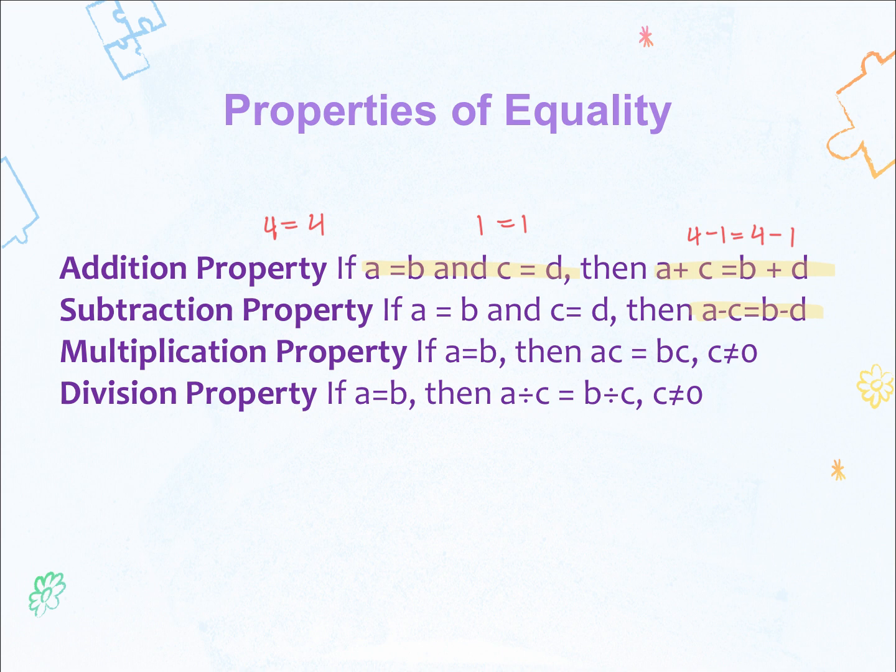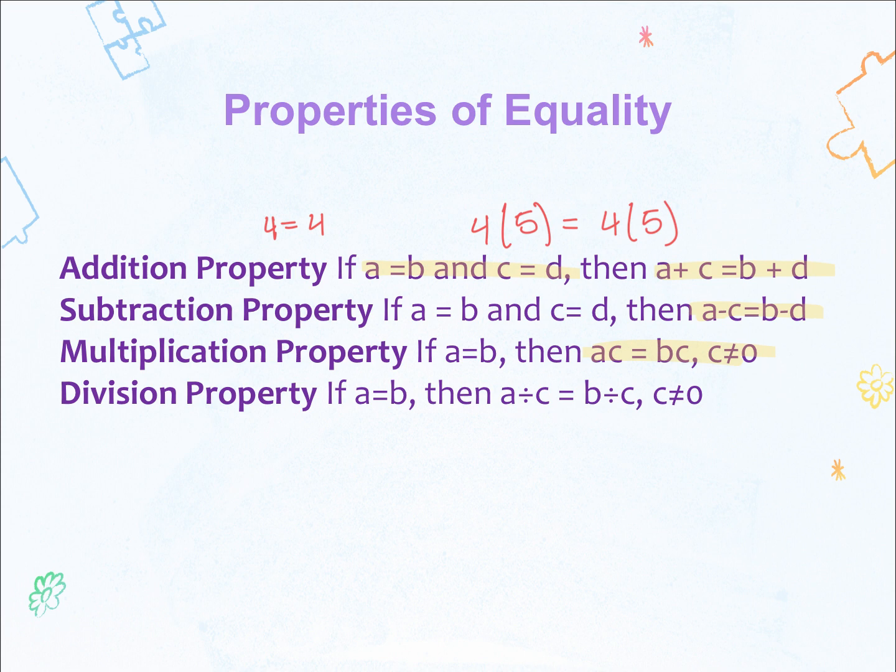All right, multiplication property. If A equals B, then 4 times, give me a number, any number. 5. All right, we'll keep them small. 4 times 5 equals 4 times 5, because I'm using 5 to represent my C, where C cannot equal 0. Okay, so it's still equal to each other.